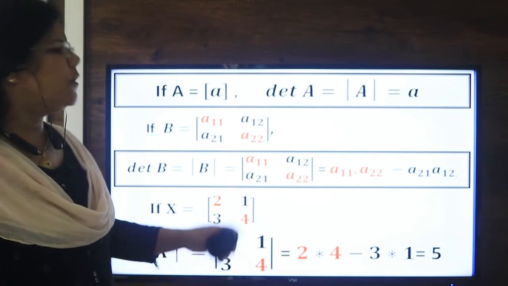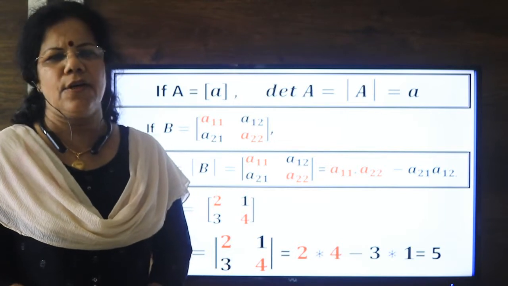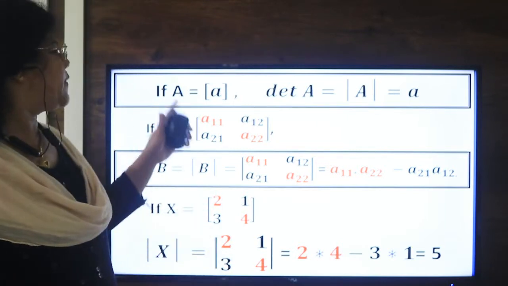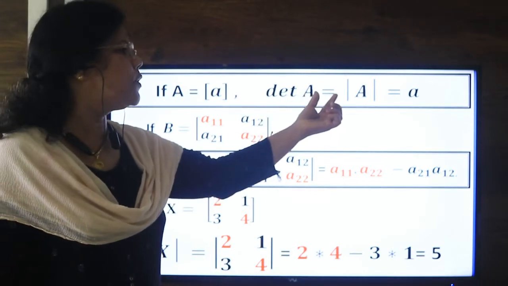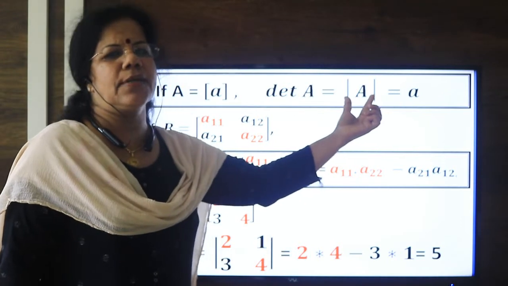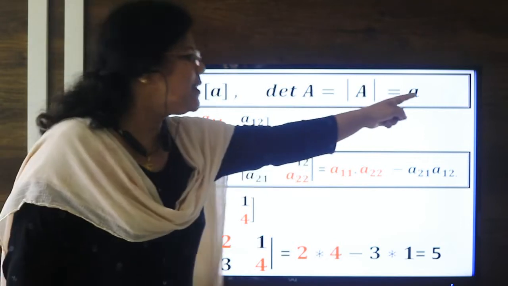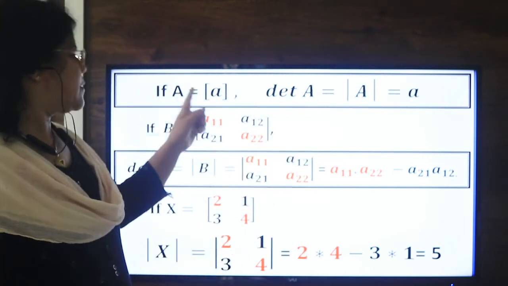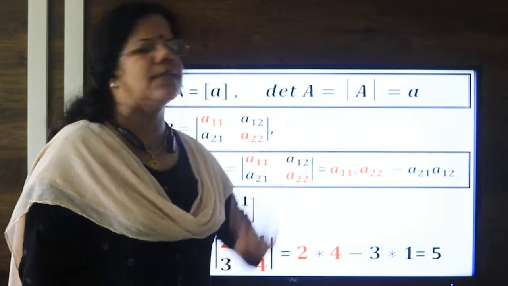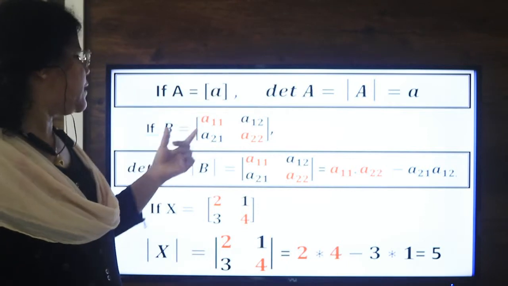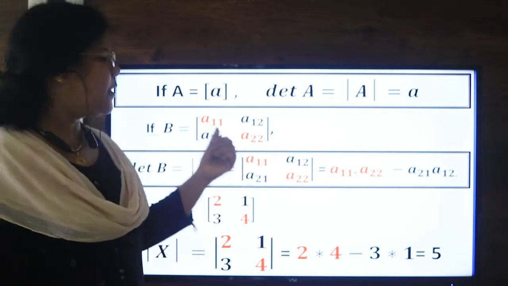Now see, for a 1 by 1 matrix, that is a singleton matrix where there is only one row and one column, the determinant of A is written as det A. This is the notation. It is not modulus A, it is determinant A, and it is the element. So if it is a matrix of order 1, the determinant of A is equal to that single element A.